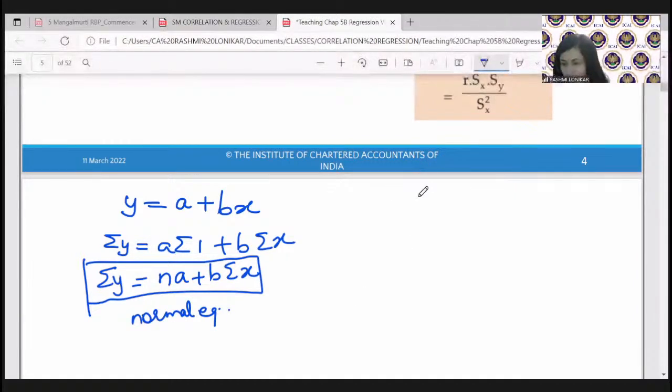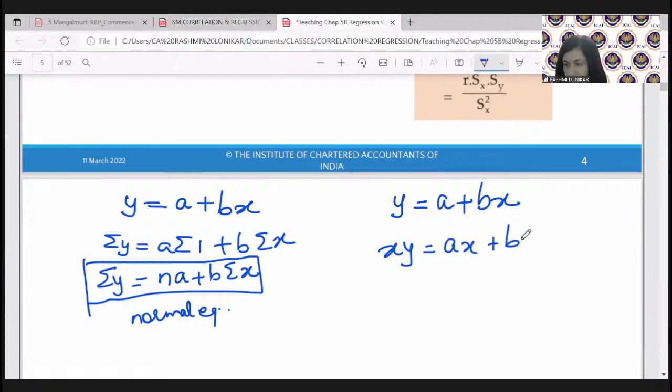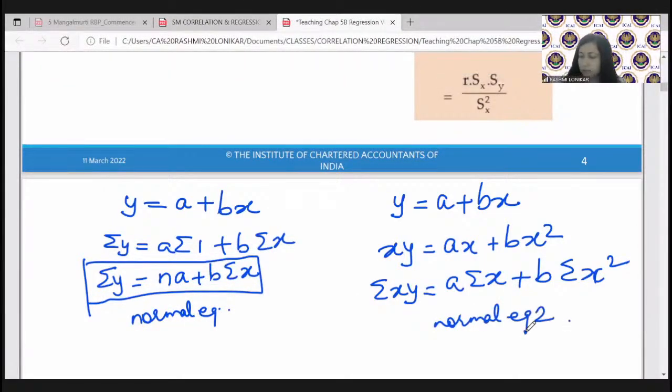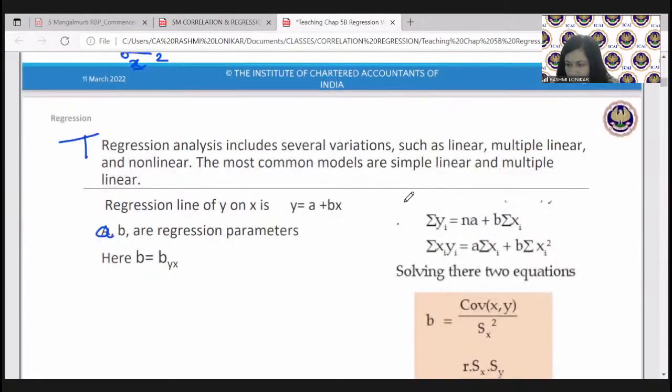The second normal equation is like this. y is equal to a plus bx. If I multiply by x, this will be xy equals ax plus bx square. I'm taking summation because I'm doing this for each and every observation. So summation xy is equal to a summation x plus b summation x square. This is normal equation 2. These are the normal equations: summation y is equal to n a plus b summation x, and summation xy is equal to a summation x plus b summation x square.